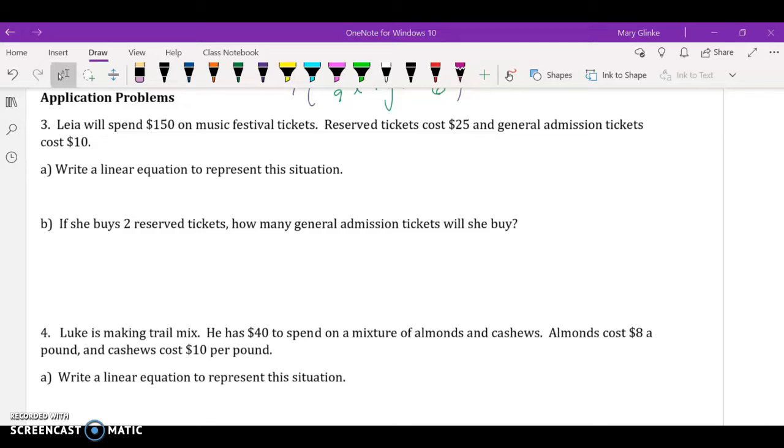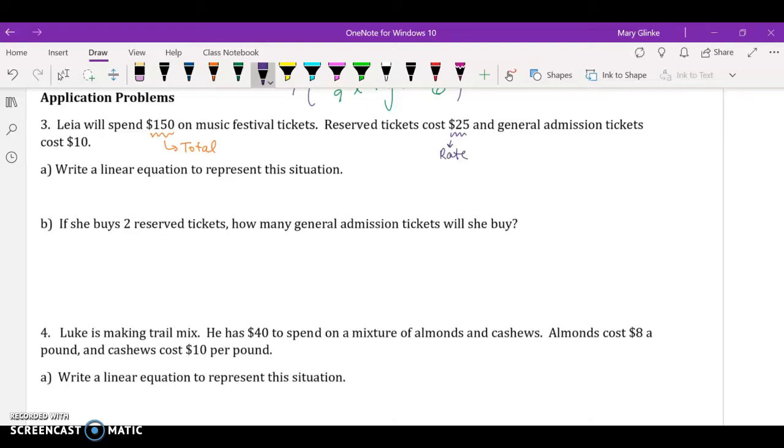So for number 3 here, we have Leah spending $150 on musical festival tickets. This right here represents a total. You have reserved tickets for $25. This is $25 per ticket, so this is a rate.